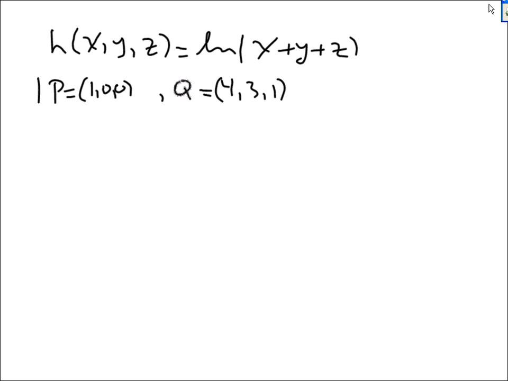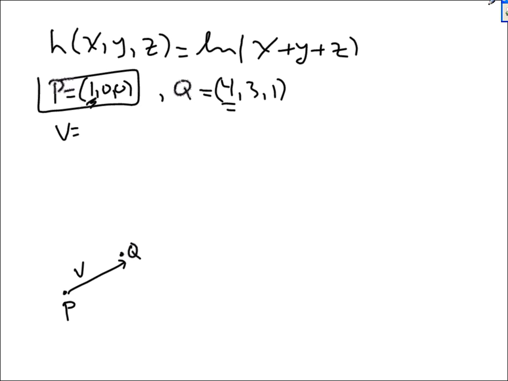I made a mistake crossing out P earlier. We're not going to need Q, but for now we still need P. So you're going from P to Q. So you do head minus tail. And we call that vector V.